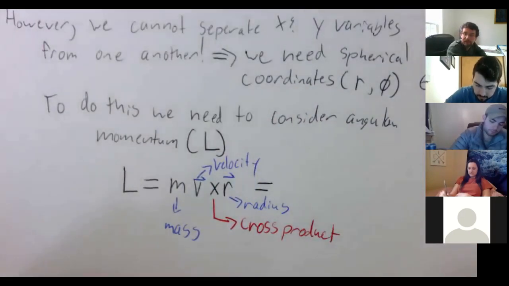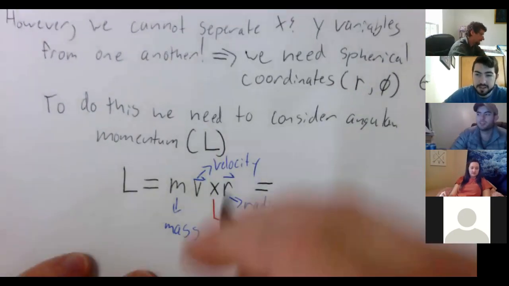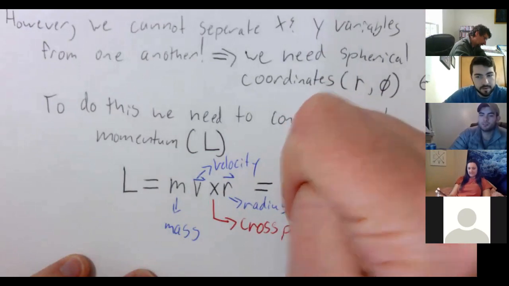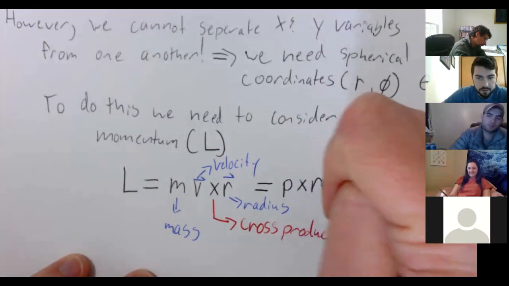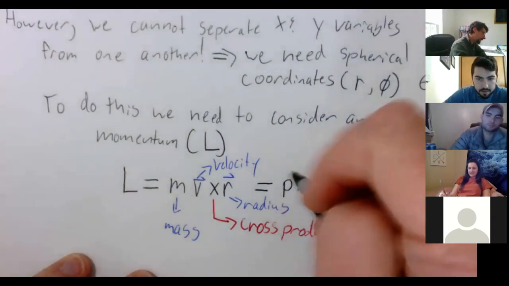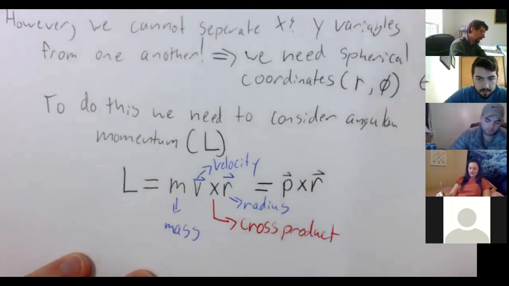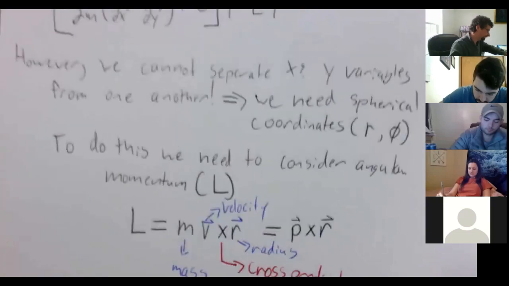We could also express this in terms of momentum. So let's say we wanted this in momentum. Do you remember what momentum is? Mass times velocity. Not displacement, but mass times velocity. So we could do p for momentum and r.